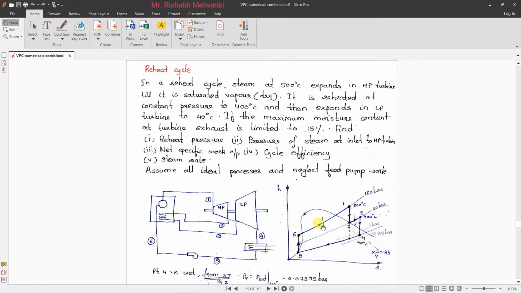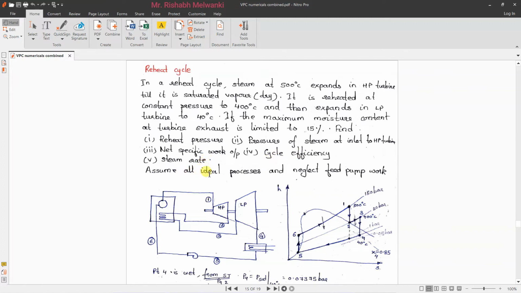Now since we don't have any data about point number 5, we'll assume that point number 5, that is just water which is entering before the pump, will be saturated liquid. So we have to find the reheat pressure, that is this pressure, the pressure of steam at the inlet of the HP turbine, the specific work output. Since specific work output is asked, we'll consider mass as 1 kg, cycle efficiency and steam rate.